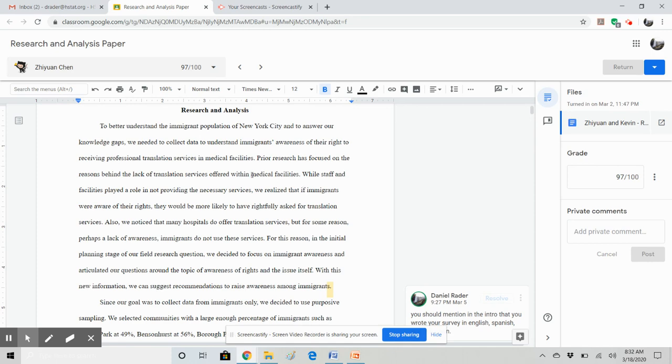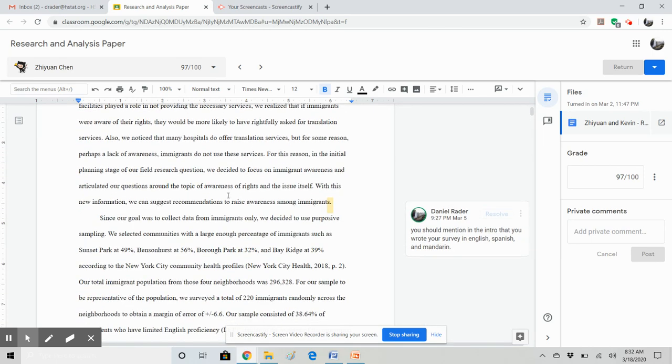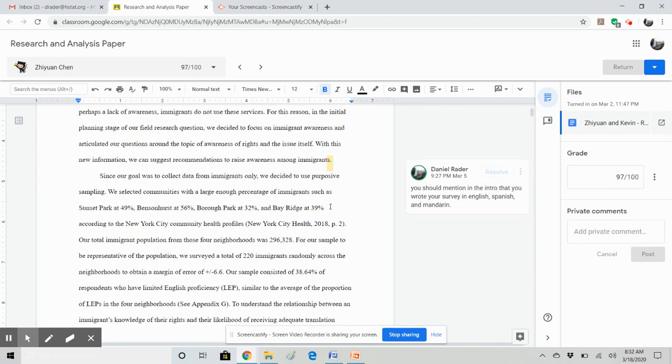If we look at the first set of comments, the 2 of them actually created, and you'll see this in their appendix, the survey in 3 different languages. That's one of their strengths. That's one of their assets. The 2 students know how to speak 3 languages between them. So they should mention in their introduction that they created their survey in English, Spanish, and Mandarin to really reach out to those 3 populations.